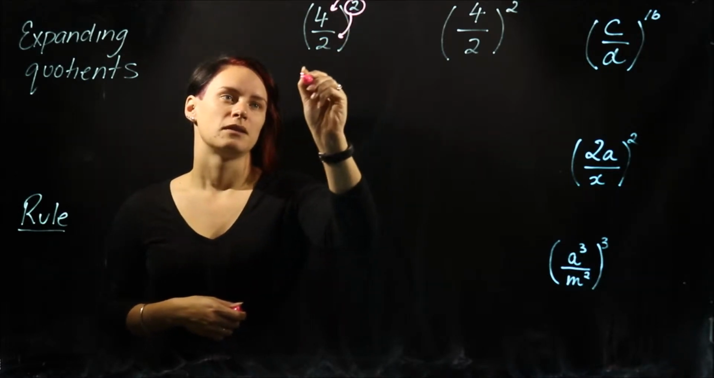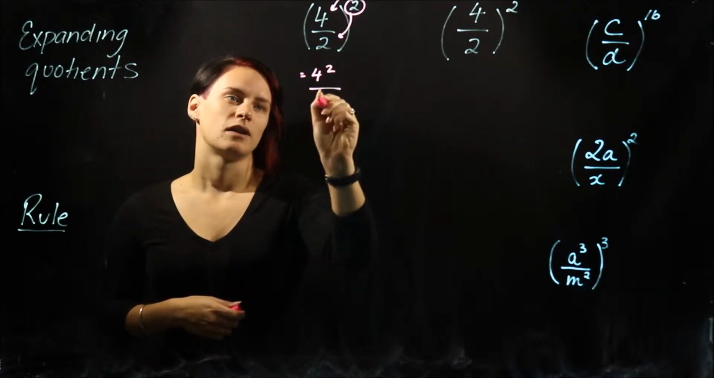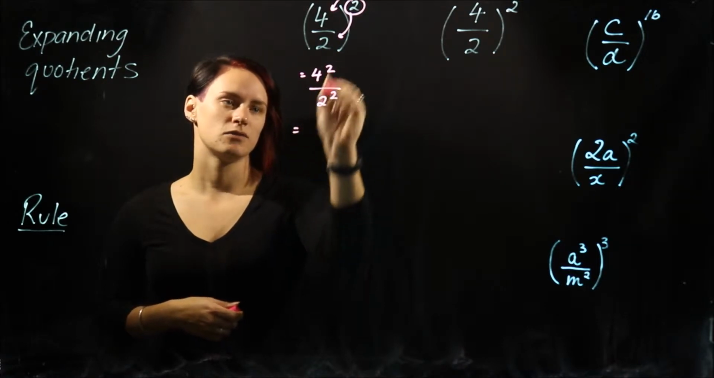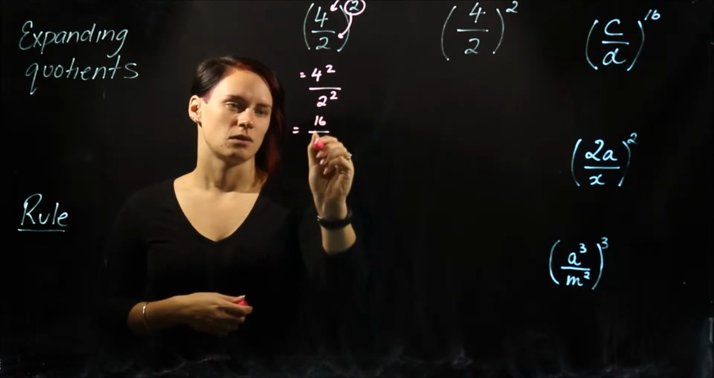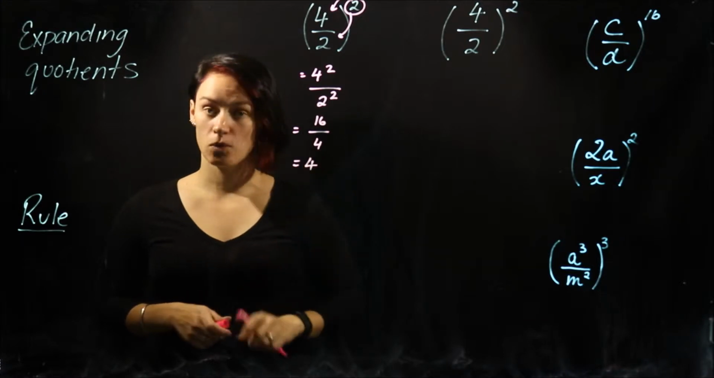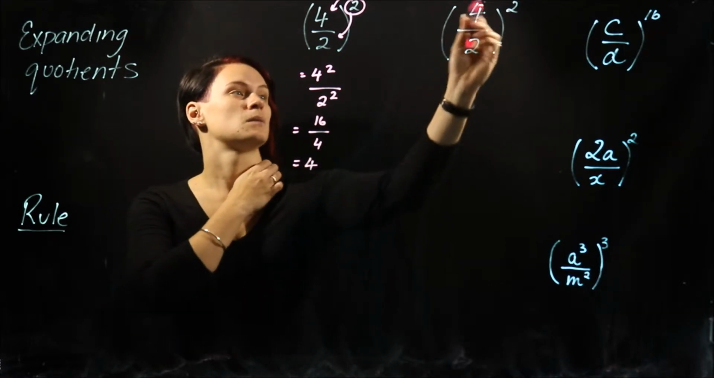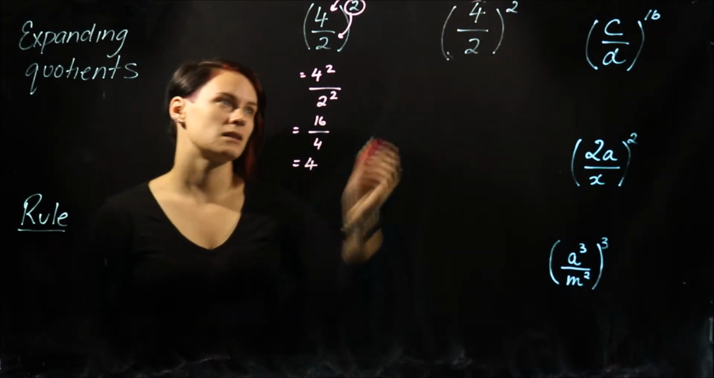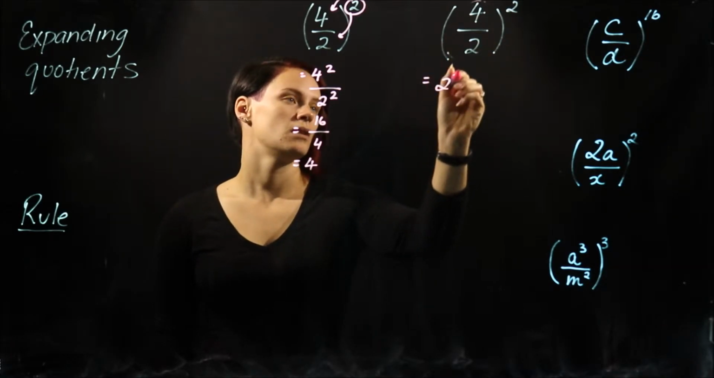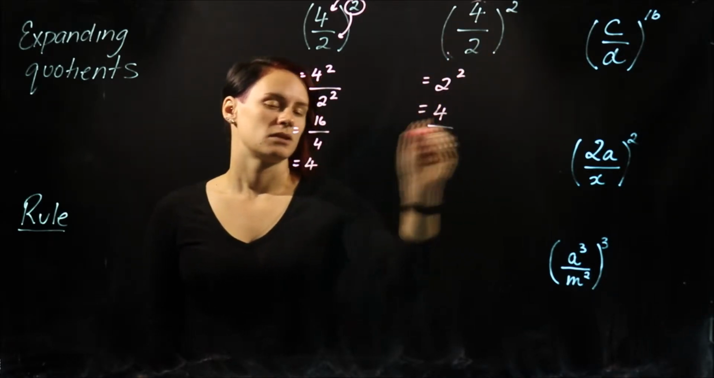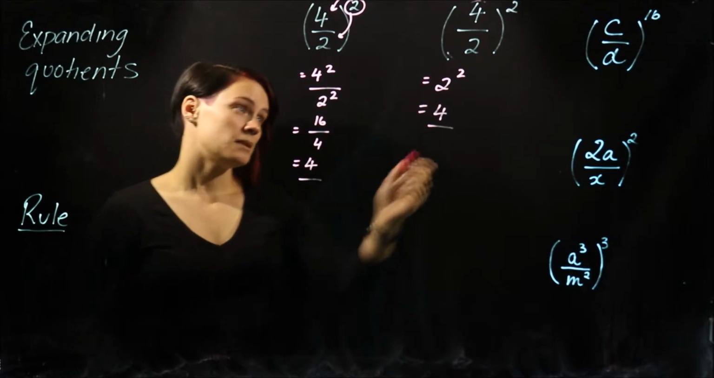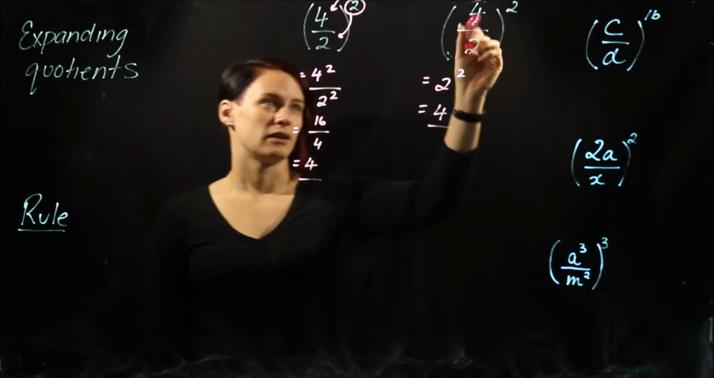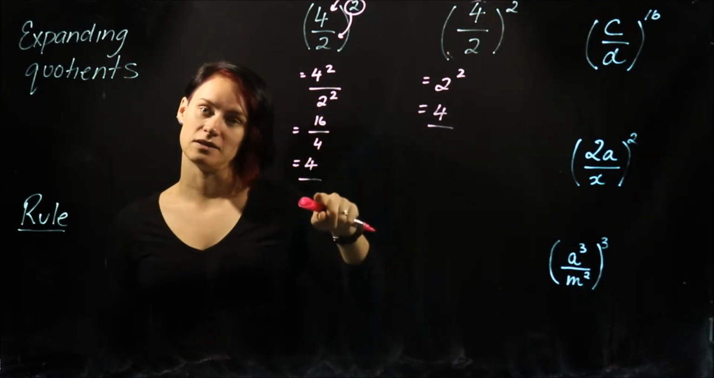So we would be looking at 4 squared divided by 2 squared. 4 squared is 16, 2 squared is 4, so we'd get an answer of 4. If we did it numerically, because we know how to solve the part inside the brackets, 4 divided by 2 is 2, and that squared is 4. So we come up with the same answer, but in this case we don't know the numerical value, so we can't use this method, we have to use this method.